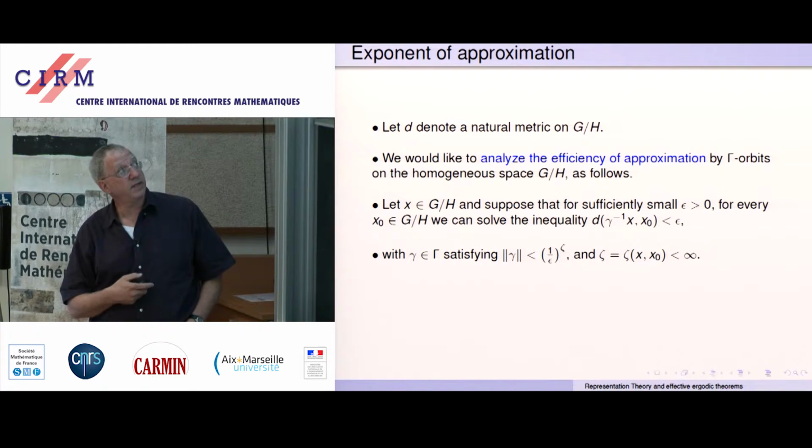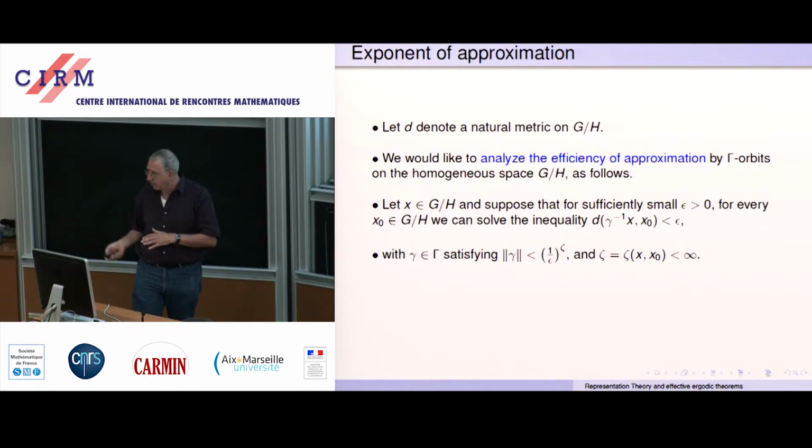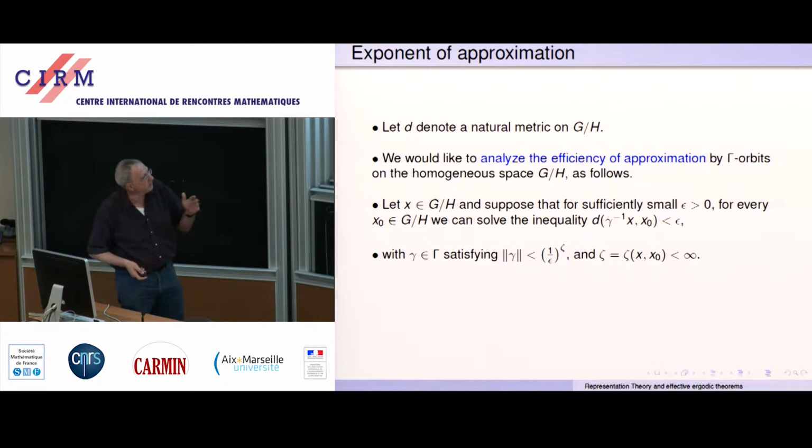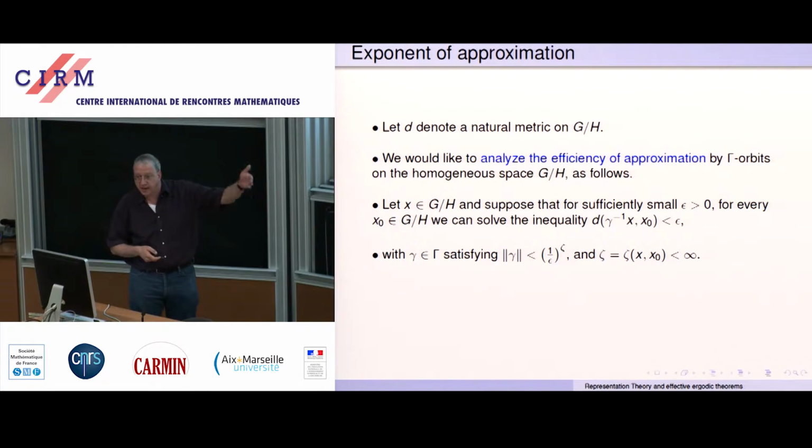And the way we measure this, we would like gamma to satisfy that the norm on gamma, I use the word norm to denote that gauge. This will be usually a norm in practice in our examples. So we would like the size of gamma, the norm of gamma, to be bounded by 1 over epsilon to some power zeta, where zeta is a function of both x, x naught, and of course G, H, and gamma, and is finite.